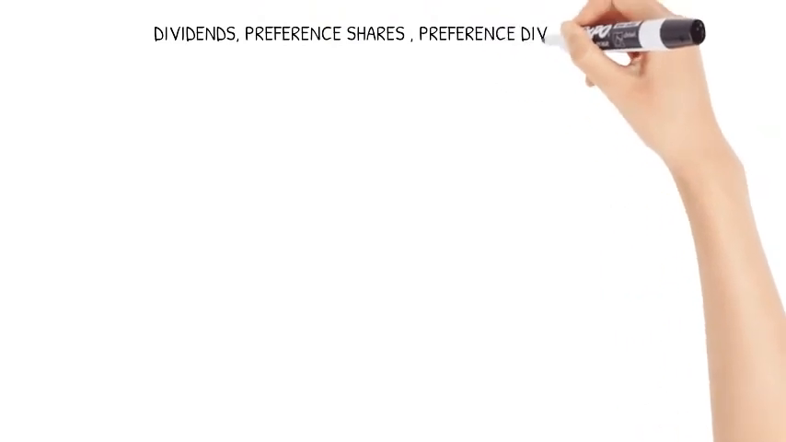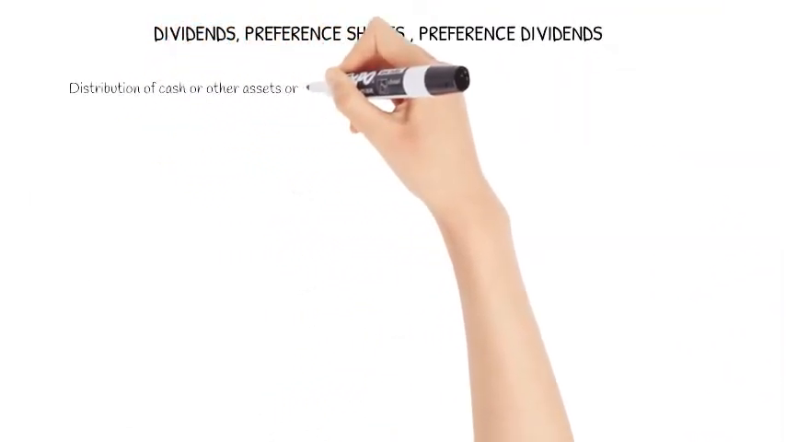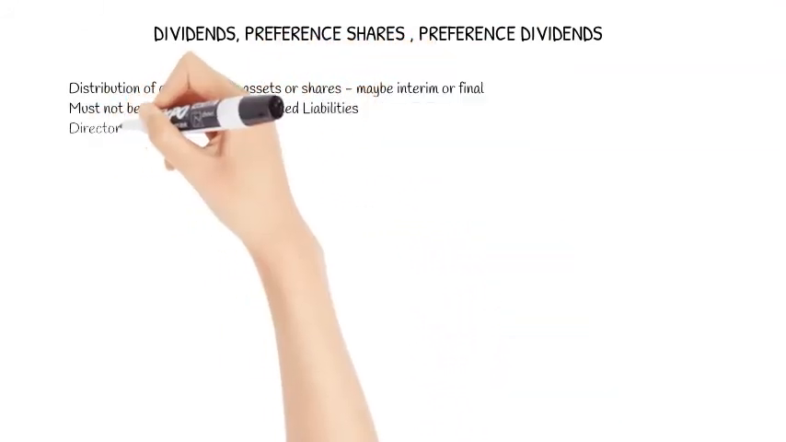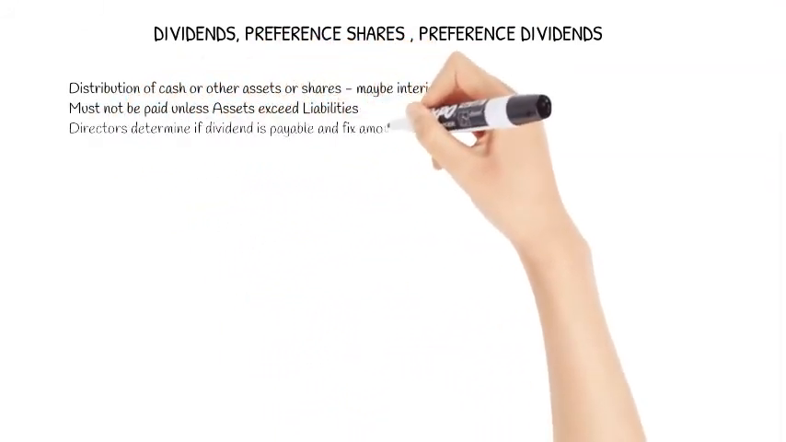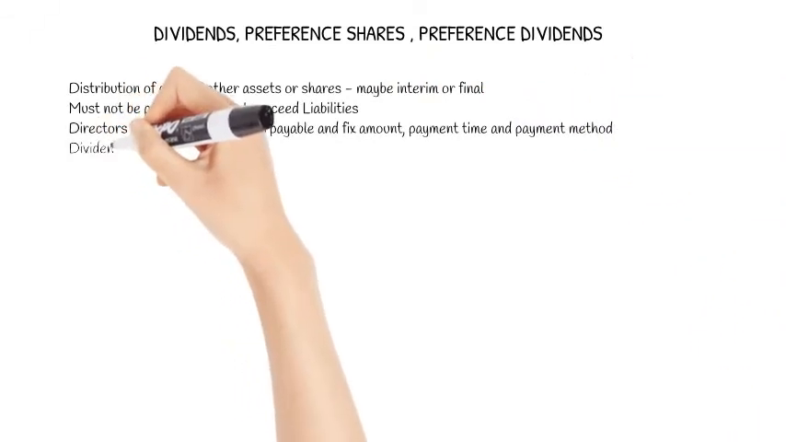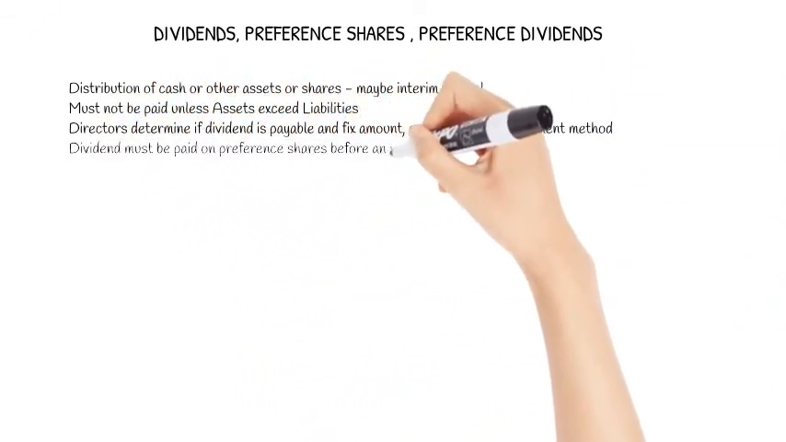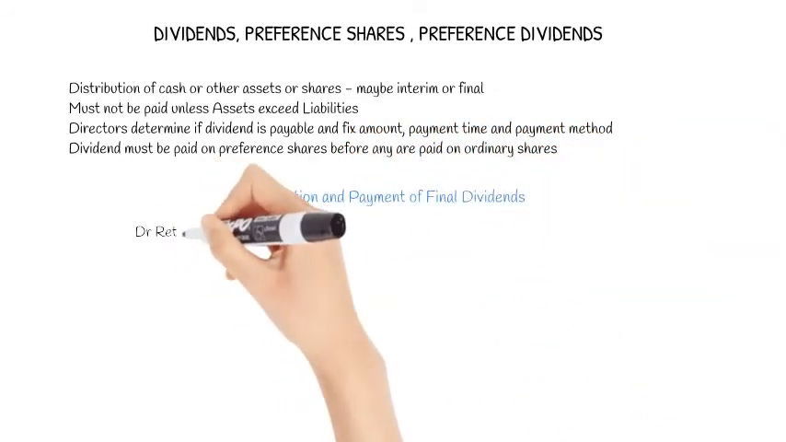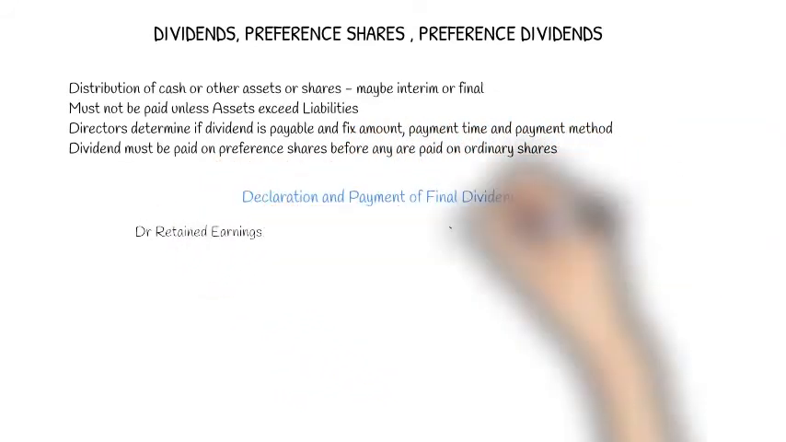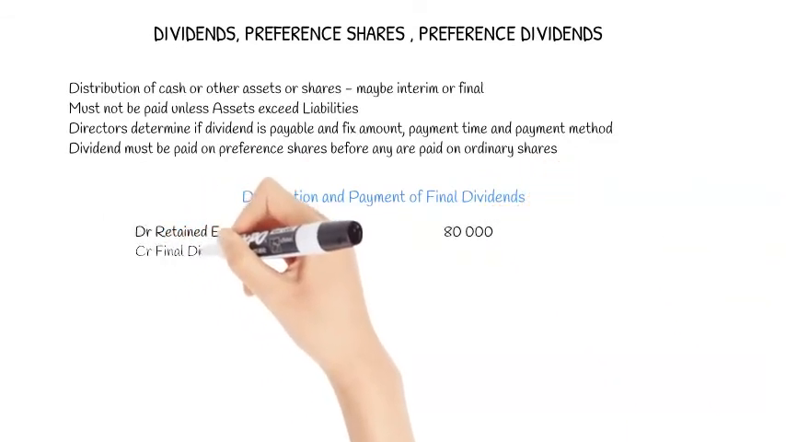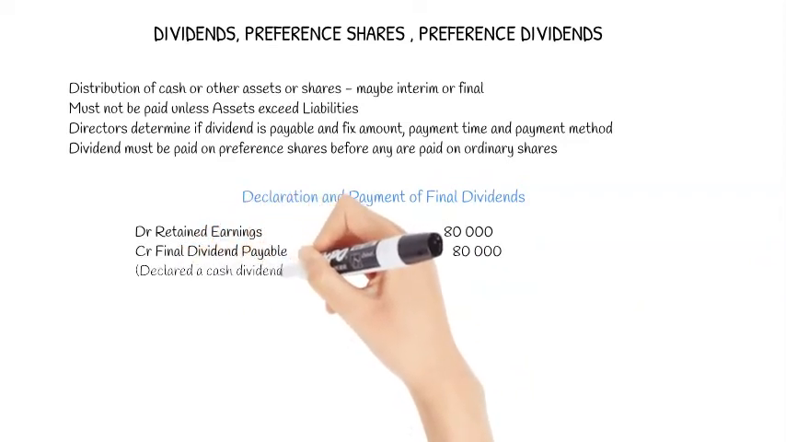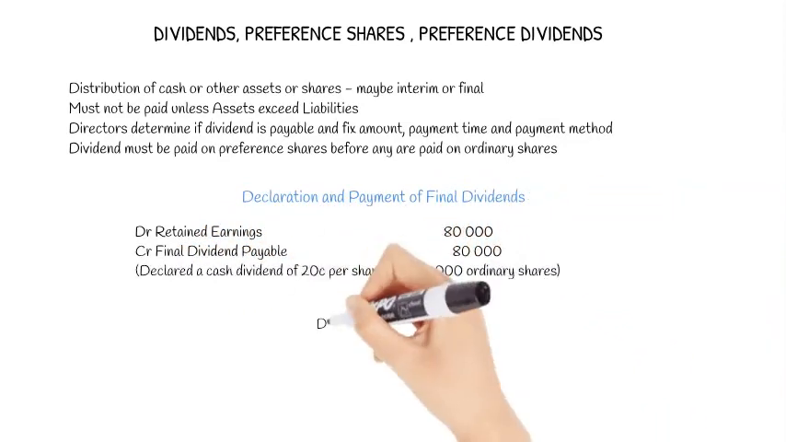Dividends are distribution of cash and other assets or shares. It must not be paid unless assets exceed liabilities. Now, directors determine if dividend is payable and fixed amount, payment time, and payment method. The journal entries that we need when dividend is declared. Final dividend, we would do debit retained earnings, credit final dividend payable. Because dividend has not been paid yet, therefore it's a liability. So we need to show an increase by crediting final dividend payable.